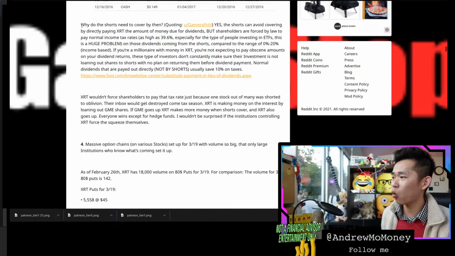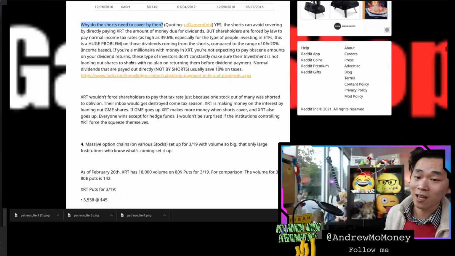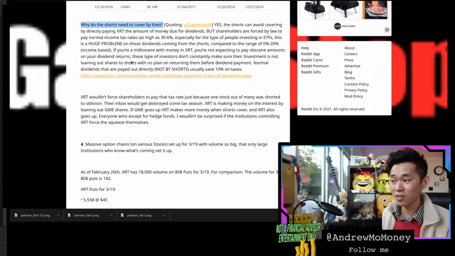But there are questions about exactly why they need to cover, and this is some tax incentives. Shareholders are by law to pay normal income tax rates as high as 39.6% on those dividends coming from the shorts, compared to the range of 0% to 20% income based. If you're a millionaire with money in XRT, you're not expecting to pay obscene amounts on your dividend returns.